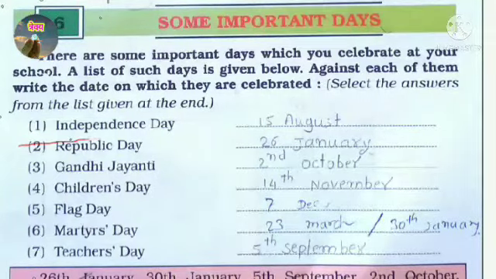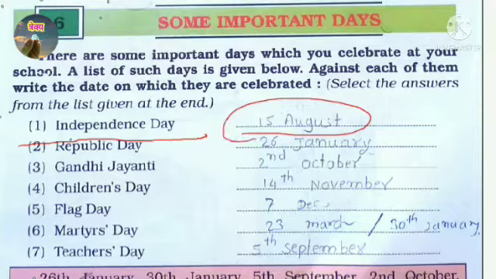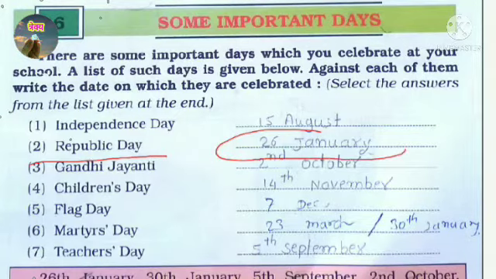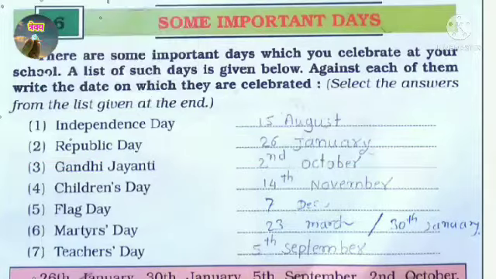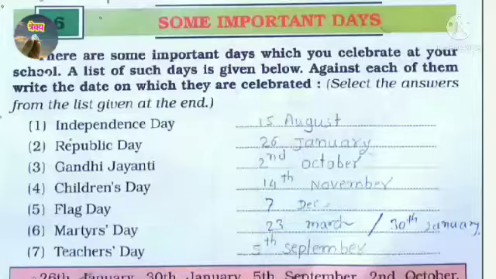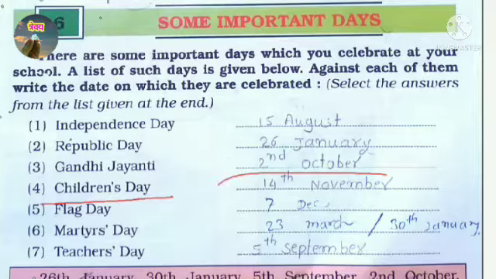First day is Independence Day. We celebrate Independence Day on 15th August. Next, Republic Day. Answer is 26th January. Next is Gandhi Jayanti. We celebrate Gandhi Jayanti on 2nd October. Next, Children's Day. We celebrate Children's Day on 14th November.